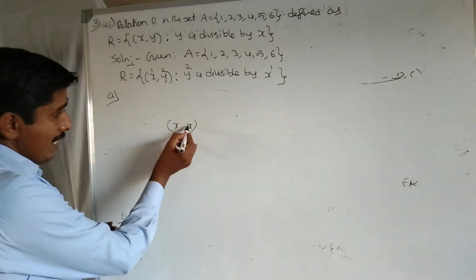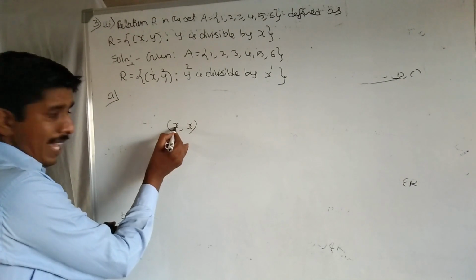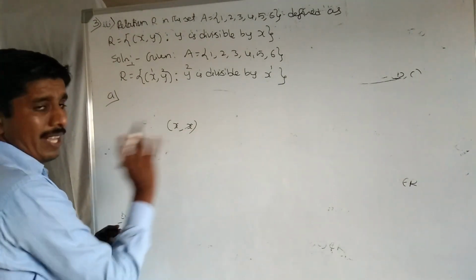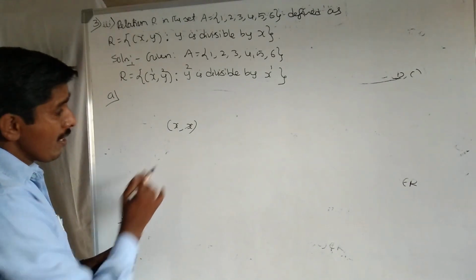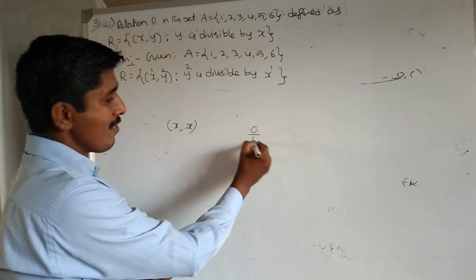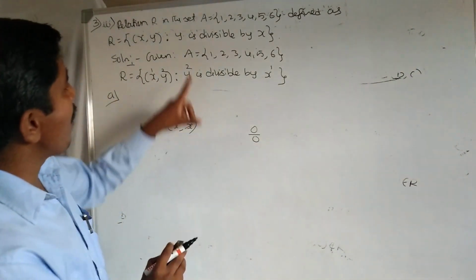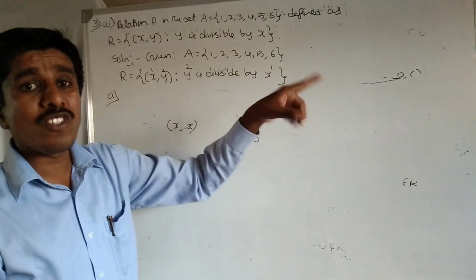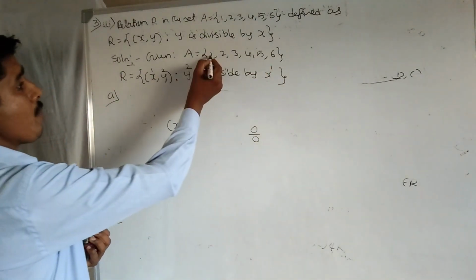Reflexive means here clearly x is divisible by x. x ones are x, so x ones are x one time. Every number is divisible by itself other than 0, because 0 by 0 is not defined. Here the given set contains non-zero numbers. Therefore every number is divisible by itself, so it should be reflexive here.